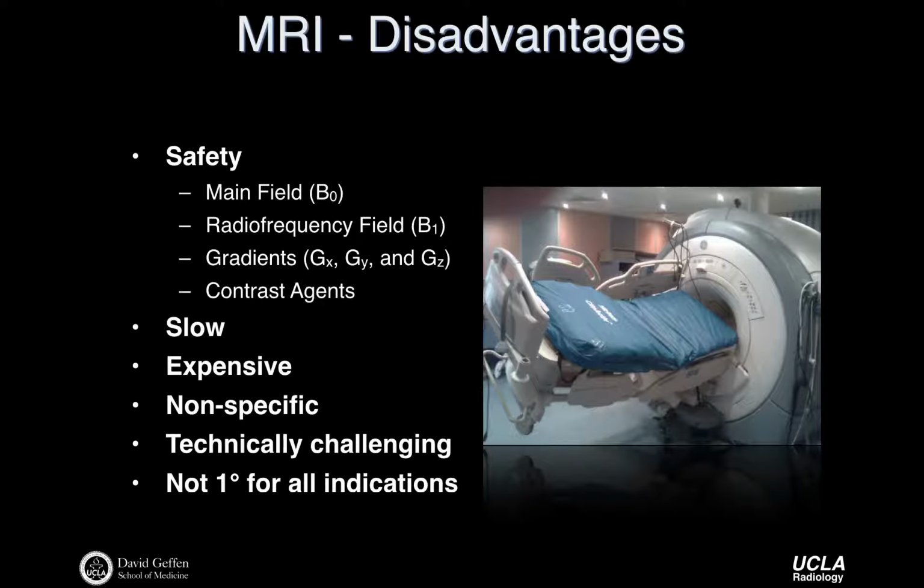We'd like to phenotype it as best we can, and there's a huge amount of work being done by lots of people in lots of places, including here, about how we can do more specific phenotyping of tumors and other forms of disease as well. So in that sense, it can be non-specific relative to, say, PET imaging. Technically, it's plenty complicated. You guys will learn the math and physics of it over the next 10 weeks here.